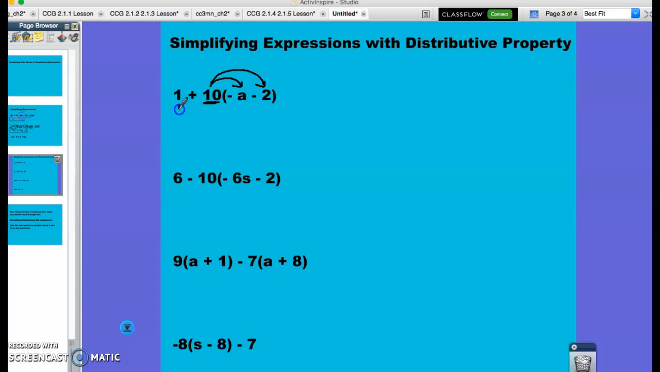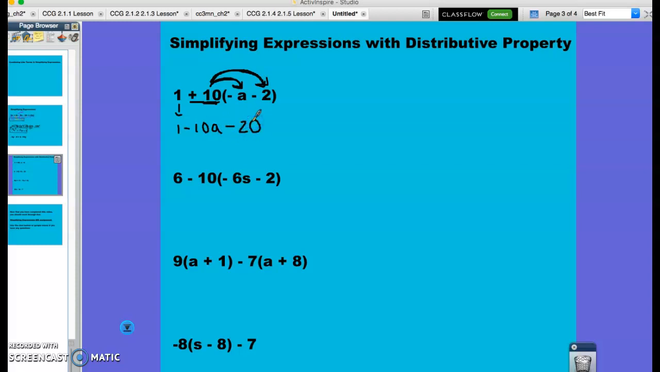Okay, so I'm going to just drop down this 1. We'll deal with that one in a second. Now, I'm going to take a positive 10 times a negative a. So a positive 10 times a negative a gives me a negative 10a. Now I'm going to take that positive 10 and multiply it times a negative 2. So positive 10 times a negative 2 gives me a negative 20.